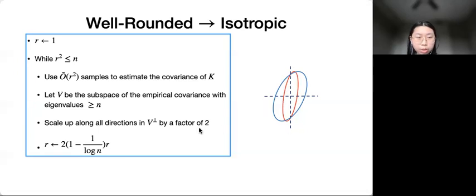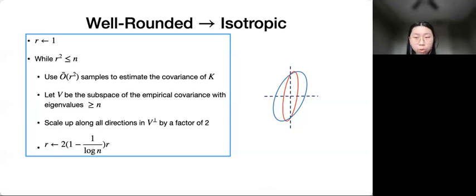And then we scale up along all directions that are orthogonal to V by a factor of 2. So we scale up these directions with small variances, and we get this blue convex body. And then we increase the radius R by a factor of 2 times (1 minus 1 over log n). And we repeat until K converges to isotropic. So the intuition of this algorithm is that we keep scaling up the small variances so that at the end, all eigenvalues converge to n.